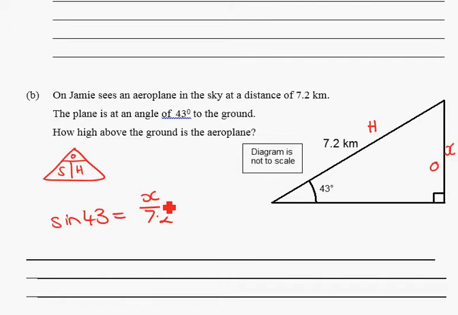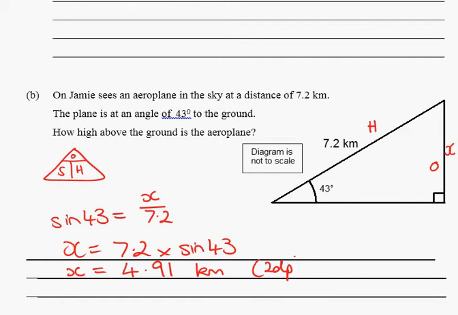The opposite side is X. H is 7.2. It's a multiplying one. X is going to equal 7.2 times sine 43. You can be using the triangle method if that's easier. 4.91 kilometres, 2 decimal places. As long as you get the right answer, you try it with the triangle.